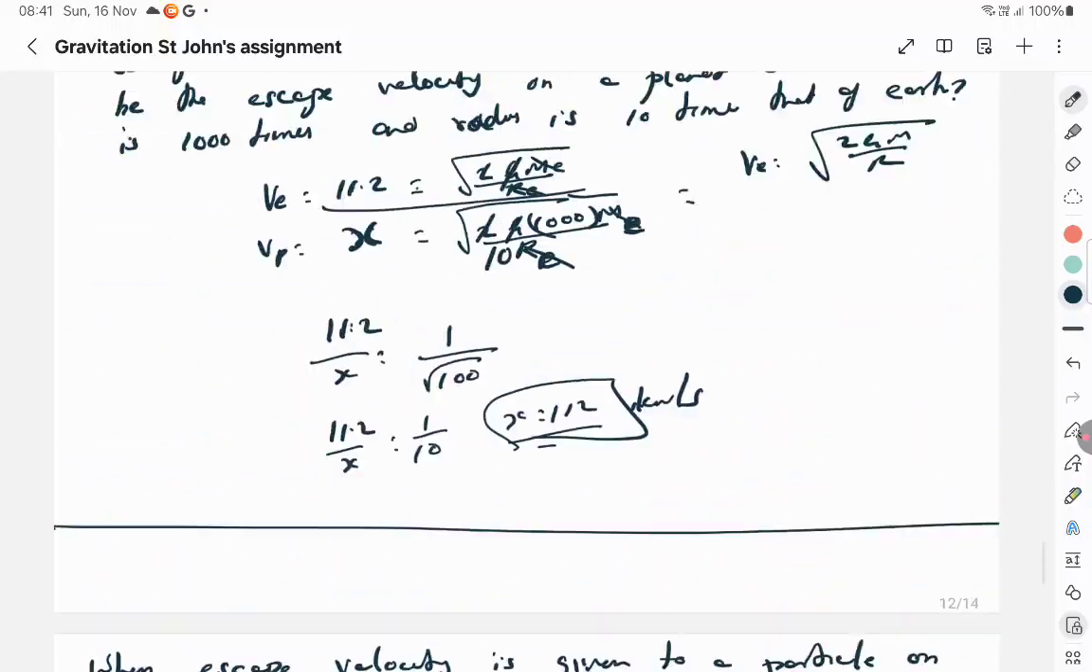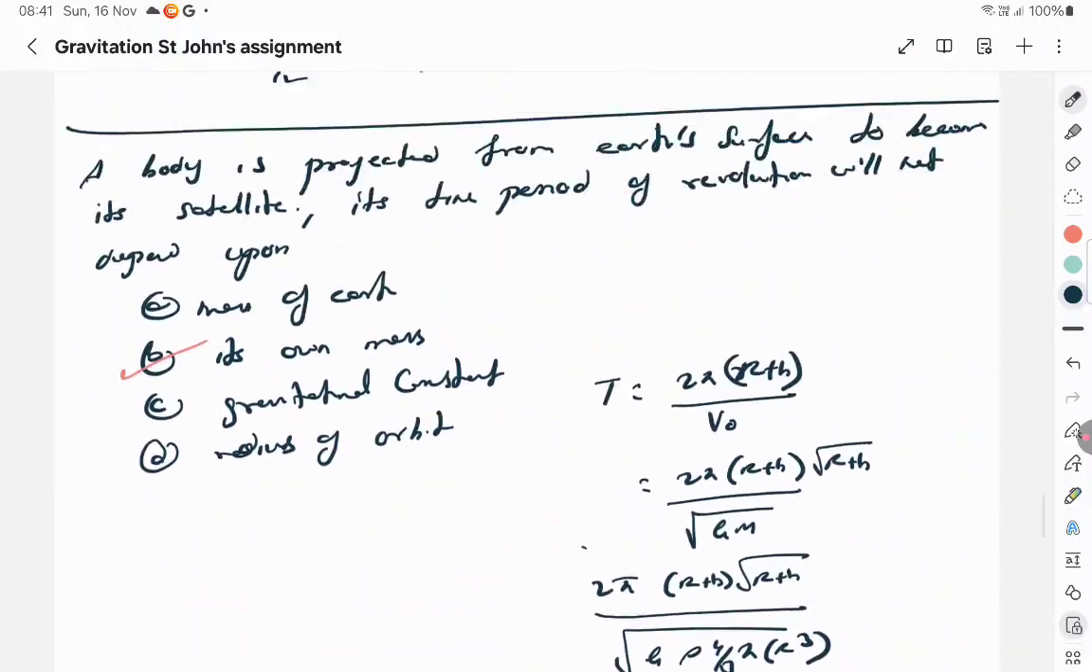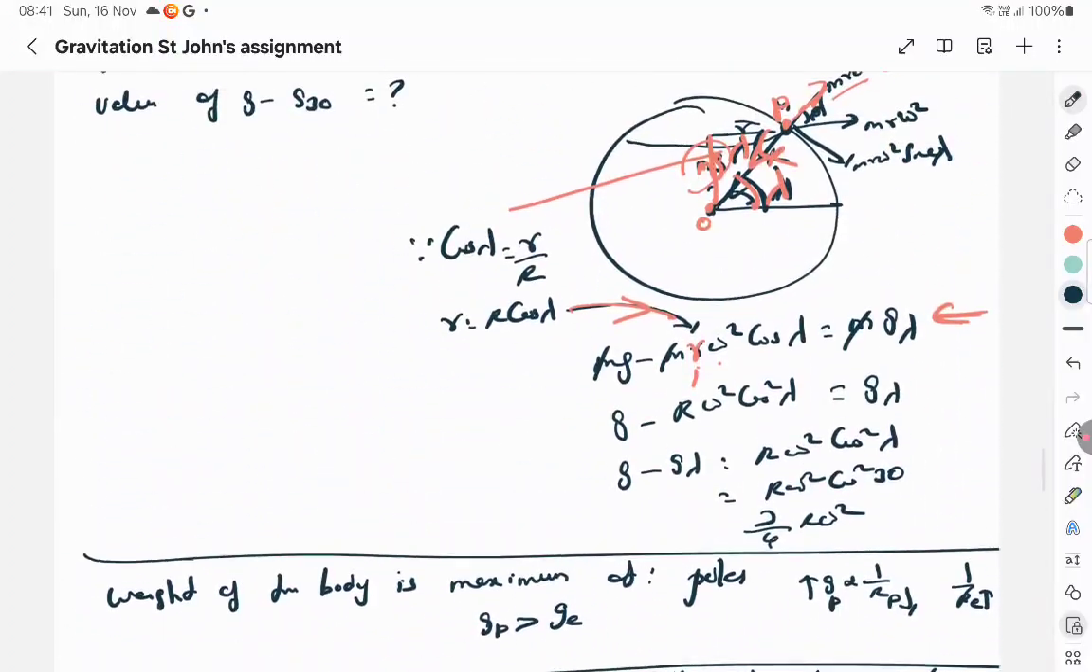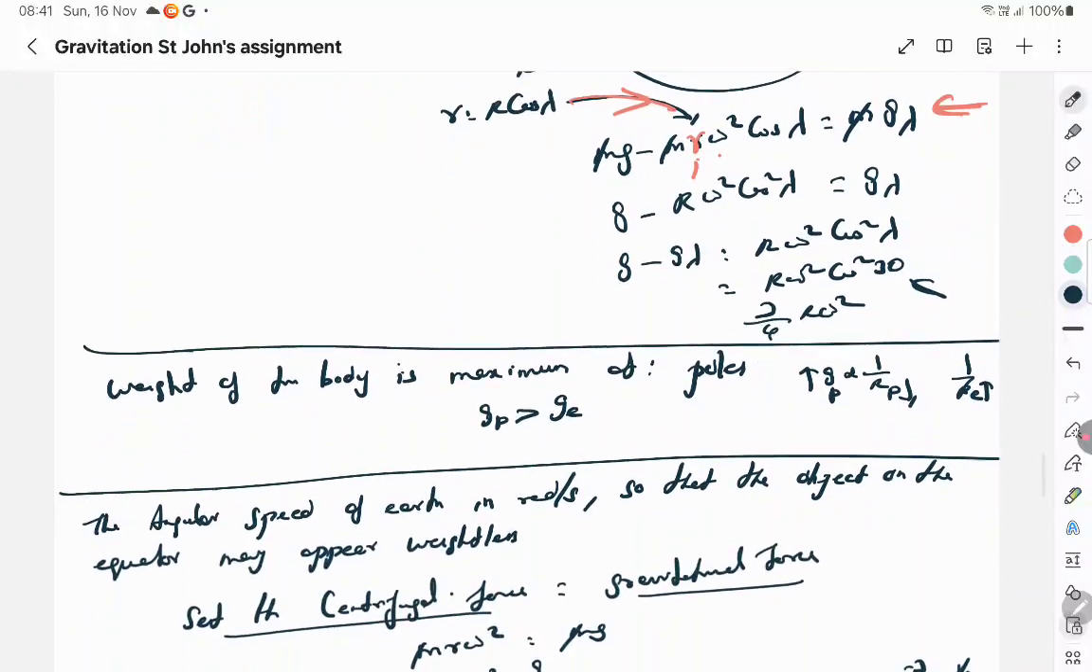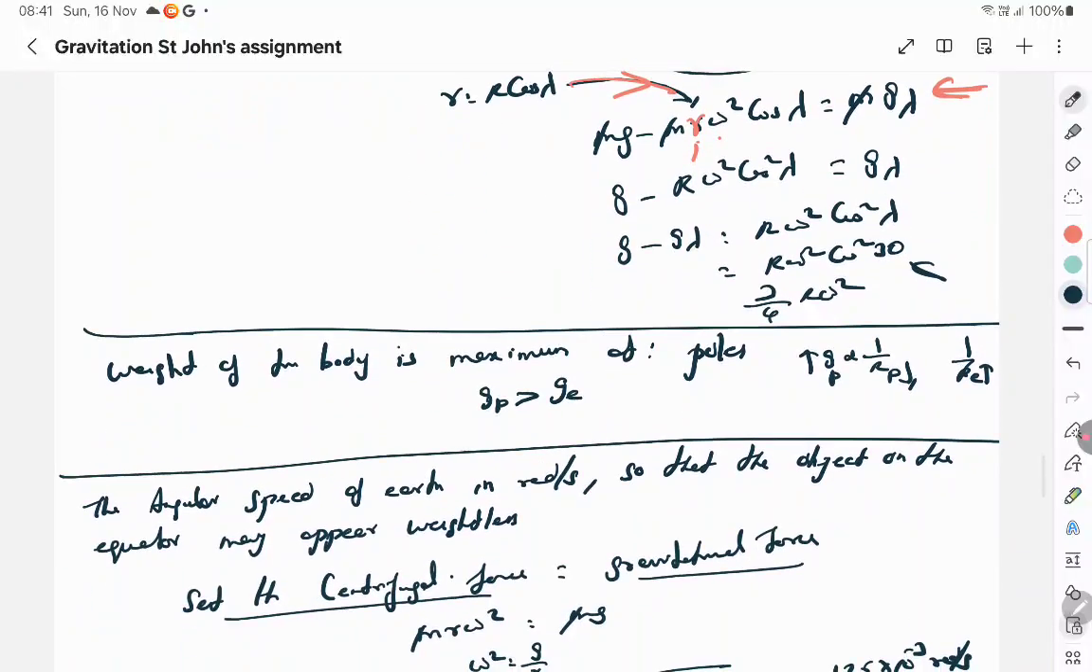So going back here, I hope you understood the derivation. I thought that was an omitted portion, but I've done it now. So then you substitute cos 30. Cos 30 is root 3 by 2, square gives 3 by 4 R omega square, which is the answer, the right choice.